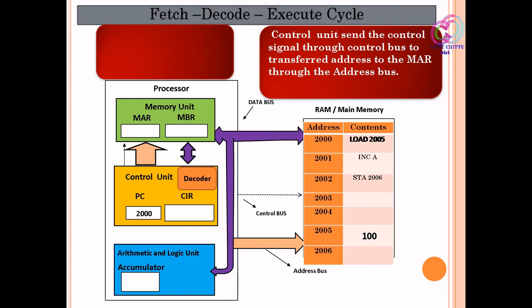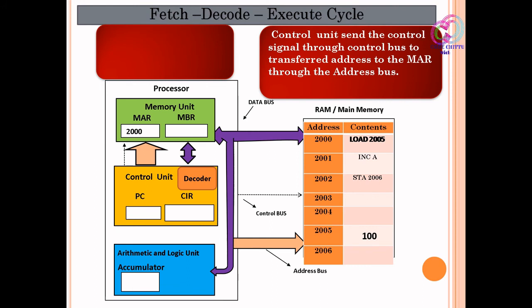The control unit, CU only, is telling it to do these things. So first you have to fetch the instruction. So it is sending the address to the MAR, with the control bus signal and the address transferred to the MAR through the address bus. So let's see how it is going. See, the 2000 from PC is copied to the MAR.